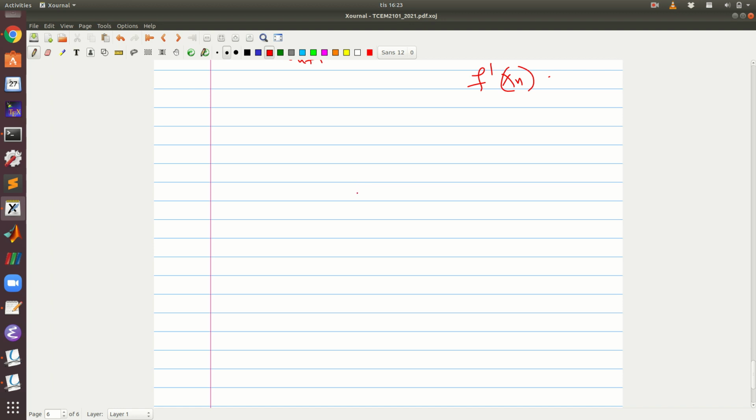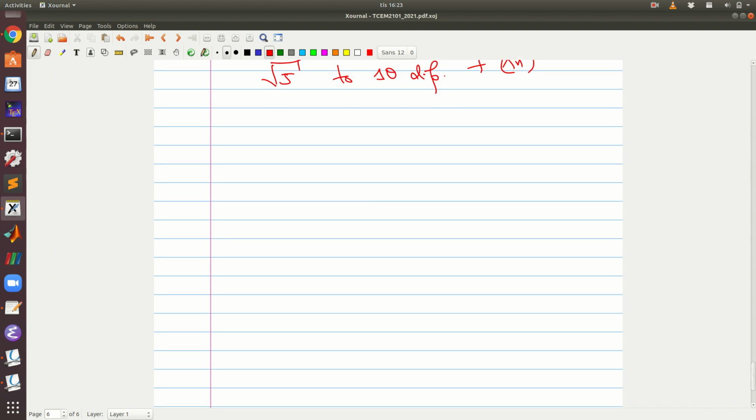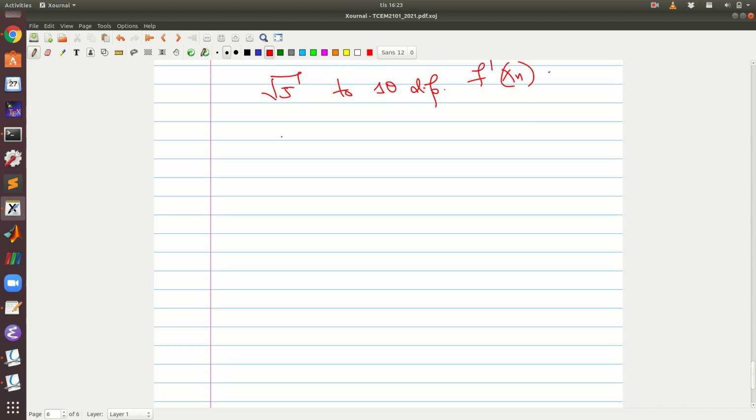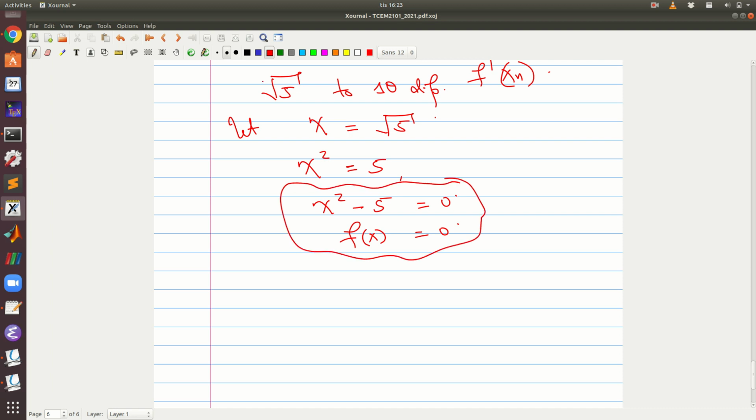Which example can we look at? Let us find an approximation of root 5 to 10 decimal places. Okay, root 5 to 10 decimal places. Say that let x equals root 5, and then when you square both sides, you're going to say that x squared equals 5, and then we can rearrange this to say x squared minus 5 equals 0, and then we can write it in the form f of x equals 0, where f of x equals x squared minus 5.